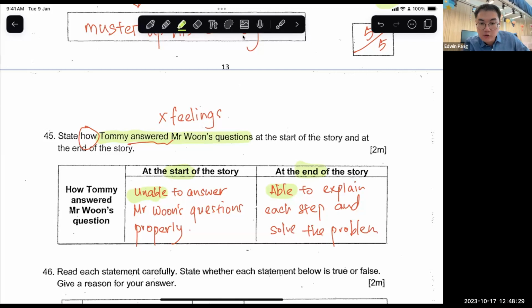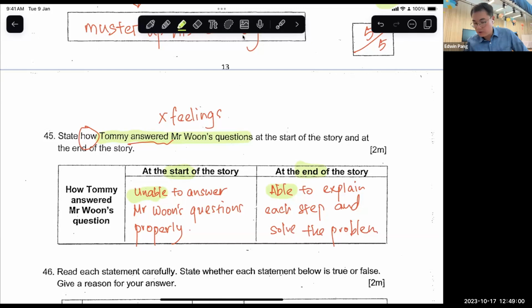But if you are unsure and you want to check with me now, you can raise your hands. Okay? Let's hear a few. Keen, go ahead. For the start of the story, I wrote, Tommy could not answer Mr. Woon's questions because he does not like to speak in front of a lot of people. Okay, I will accept it. Anybody else?